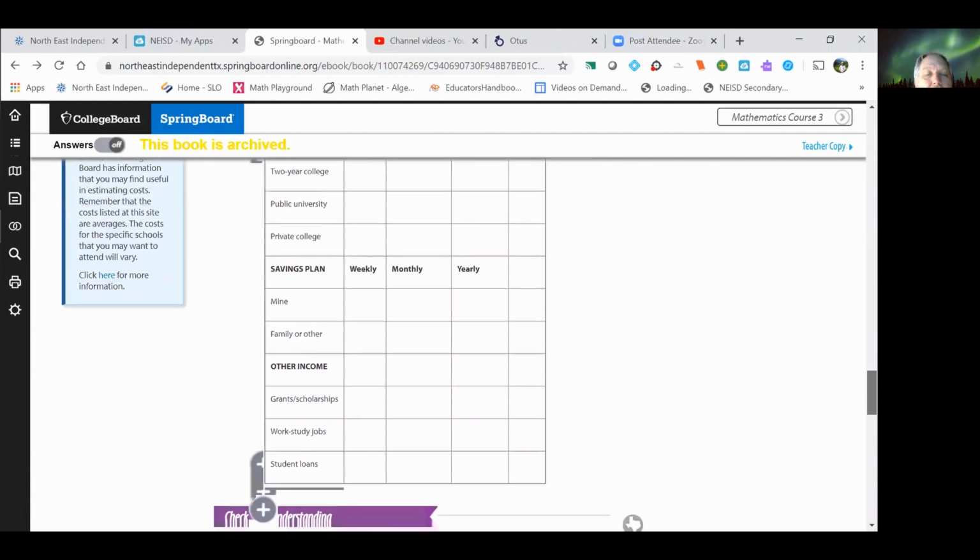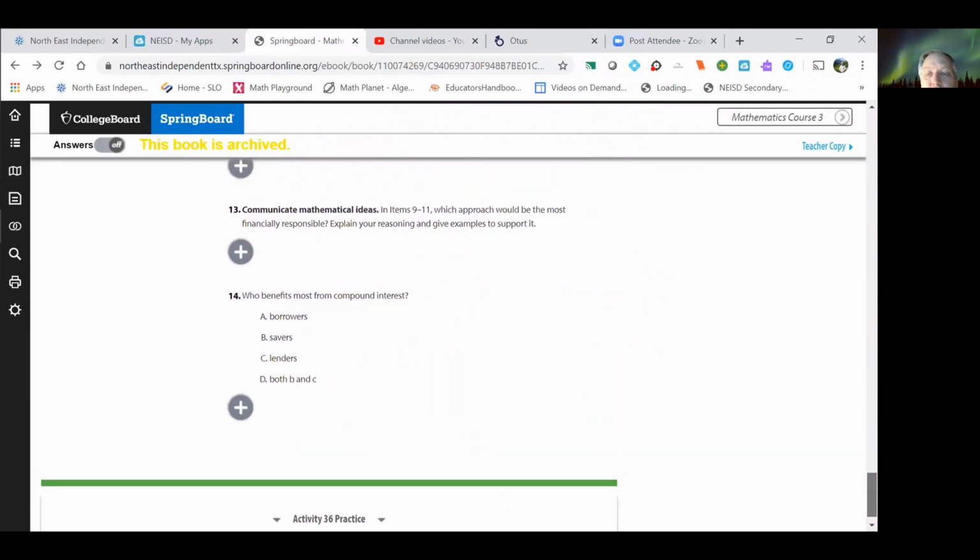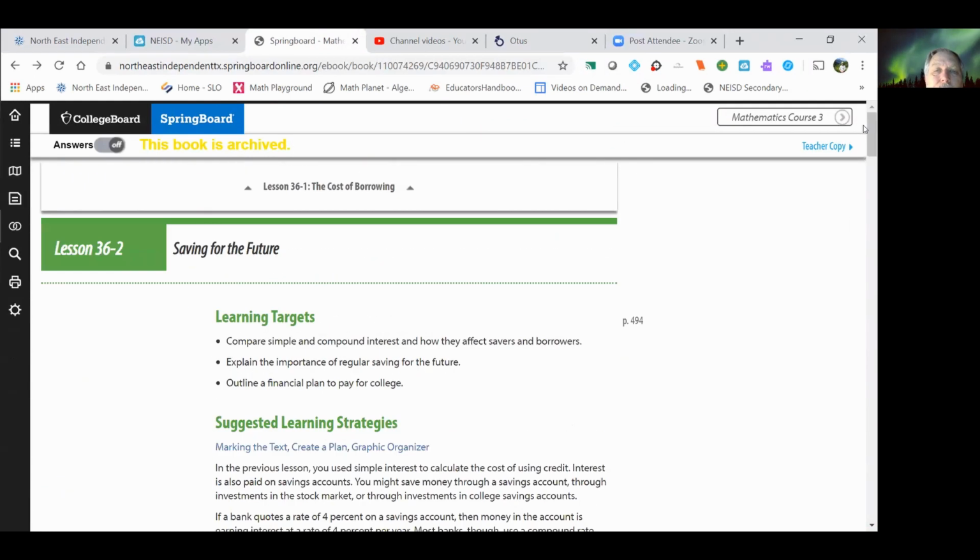When you're done with that, I'm going to need you to send me this information in the Otis program, and then I'm sure to check your understanding in the Lesson 36-2 practices, yours for home. And that's it for this session.